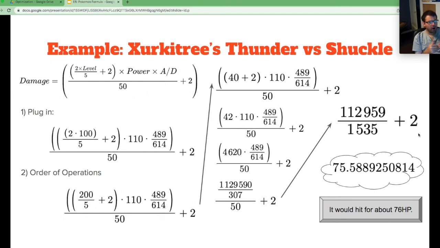So now that we know how that works, or mostly how it works after we get through the modifier next time, we can use this knowledge to see, oh, Shuckle will most likely survive against a Xurkitree even if it's using its most powerful attack, because Shuckle has a maximum health of 244. So you can just ballpark it at 76 HP. That's it for this video. Let's talk about the modifier next time.